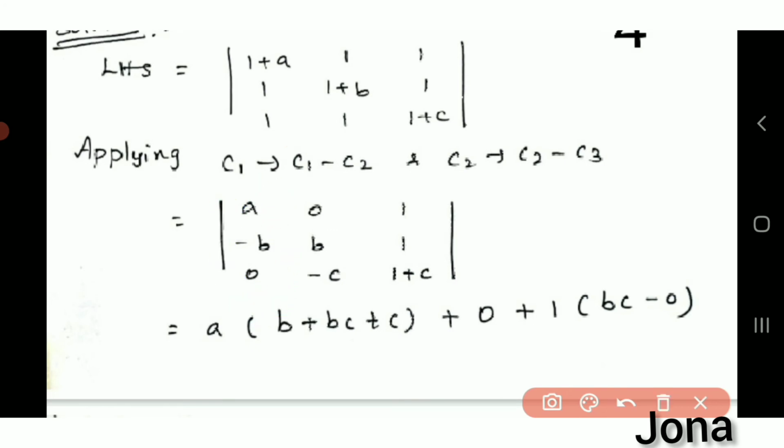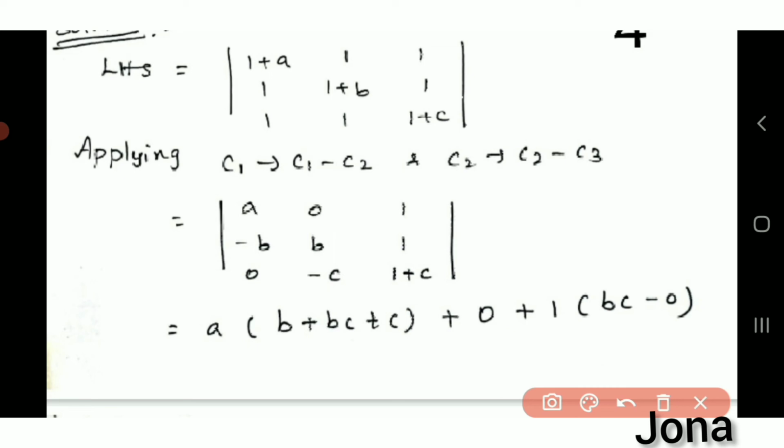And then again we want to do C2. C2 is nothing but C2 minus C3, isn't it? So C2, we want to change this. C2 minus C3, it's nothing but 1 minus 1 is 0. And then 1 plus b minus 1, b. And 1 minus of this 1 plus c, that will be 1 and 1 will get cancelled. Simply we have minus c only. So we change like this.